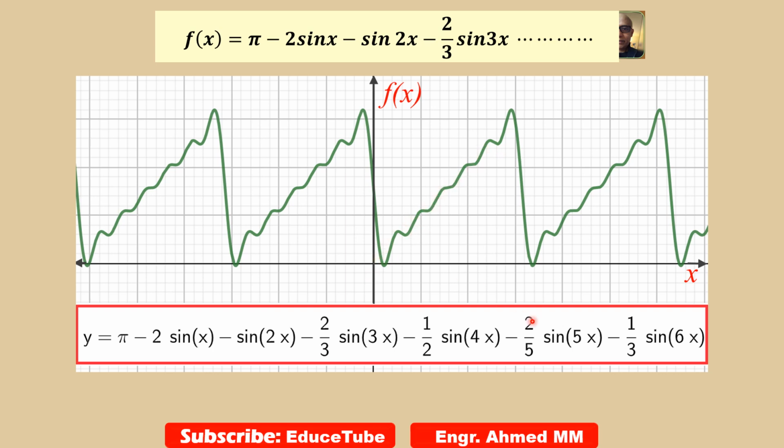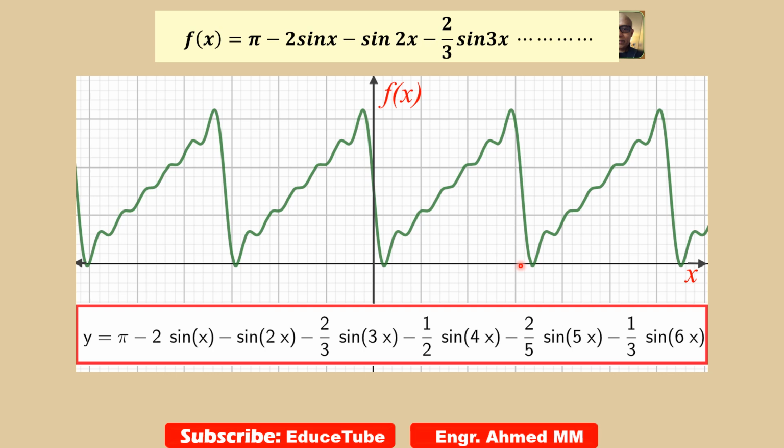More sawtooths. If I take more and more sine terms here, my sawtooth count will be more and more, but the dropping shape will be very small, though the number will be more. But if we take more and more, 100 terms, 200 terms, then this will become a straight line. That is the interesting thing about the Fourier series in sine and cosine functions.